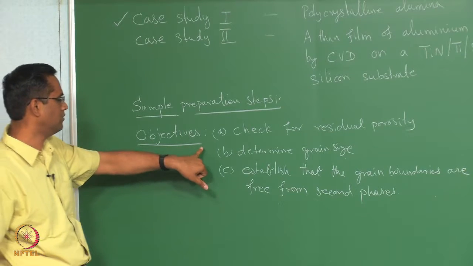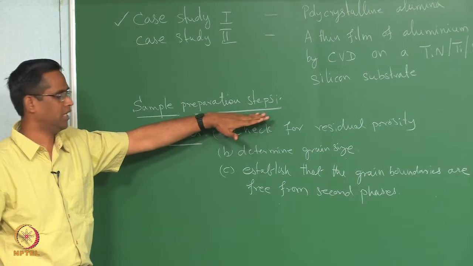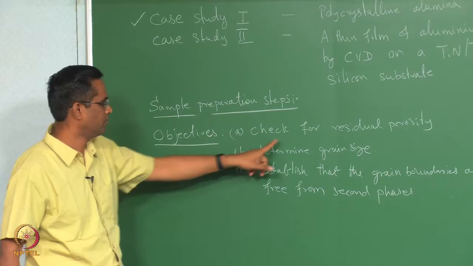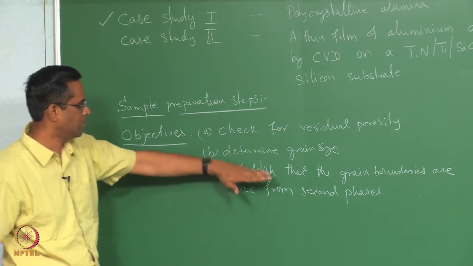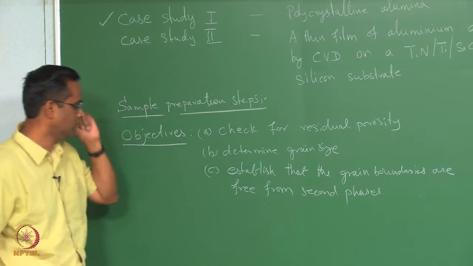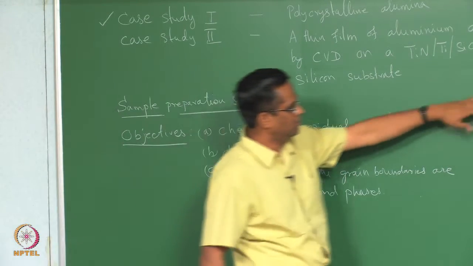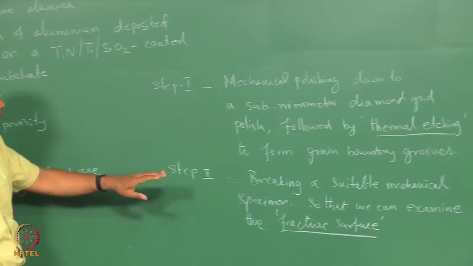So, the first thing which you have to keep in mind is you should have clear objectives and you should know how to prepare the sample suitably for the examination. So, in this case the objectives are: examine the residual porosity, determine the grain size, establish the grain boundaries are free from second phases, and you can prepare the sample in both ways to look at these objectives.